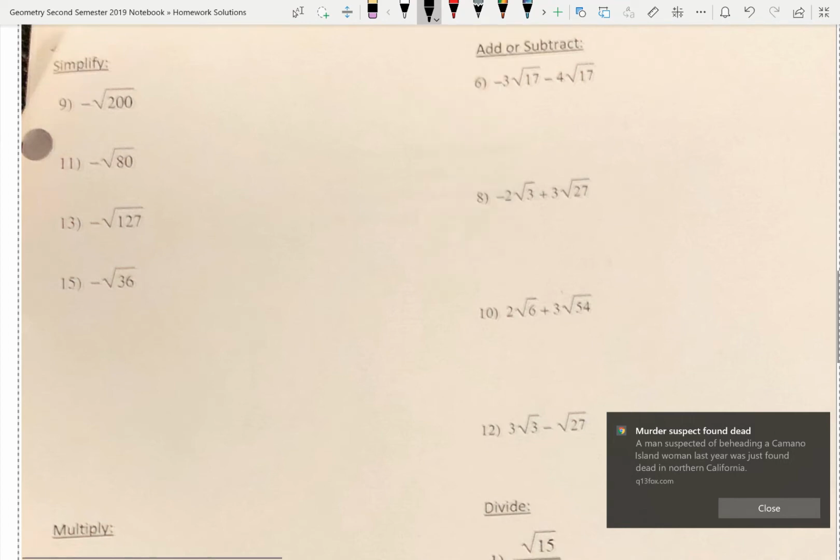We're going to simplify the square roots. So when I'm looking at 200, what perfect square fits into 200? What about the 4, 9, 16, 25, 36, 49, 64, 81, 100. A 100 fits into it. I mean, so does 25 and 4, but 100 is the biggest one. And so that's going to be equal to square root of 100 times 2.